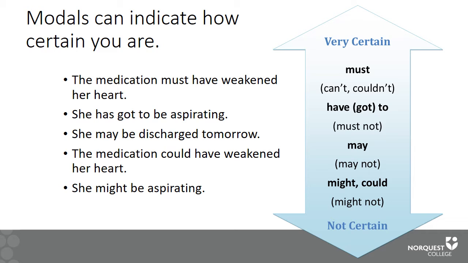And this diagram here lists modals from those that express certainty, they're very certain, to those that show that you're not certain. So the medication must have weakened her heart is very certain. She's got to be aspirating is very certain. She may be discharged tomorrow is not so certain. The medication could have or might have weakened her heart, or she might be aspirating. Those are less certain.